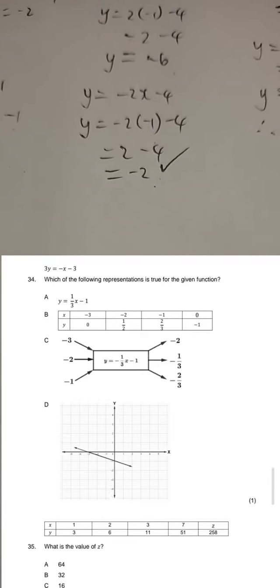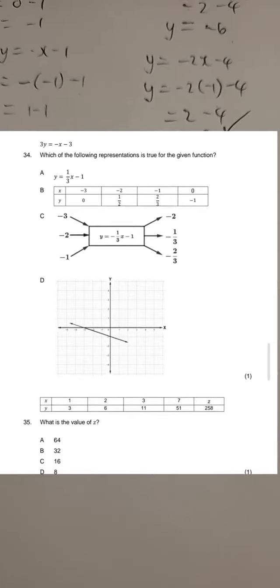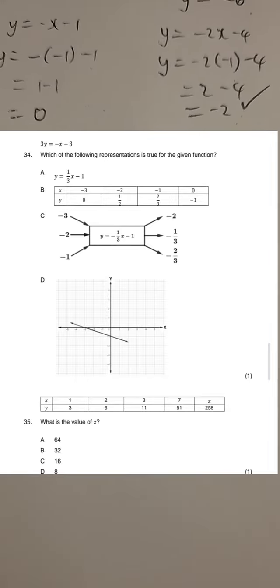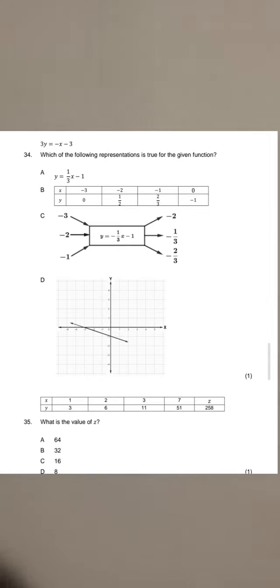Okay, question 34. Question 34, you can see there, we have 3y is equal to negative x minus 3. And the flow diagram, the table, and a straight line are there, with also an equation. Now we are being asked, which of the following representations is true for the given function? I repeat, which of the following representations is true for the given function?